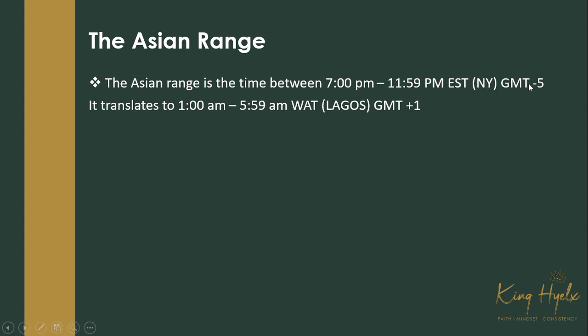So when the time zone is GMT minus 5, this is the time that the Asian range covers, right? So converting it to our time, that's going to be 1 a.m. to 5:59 a.m. West African time.